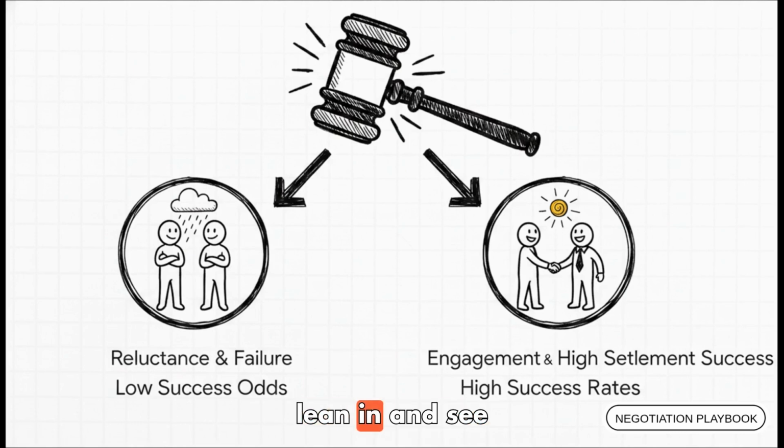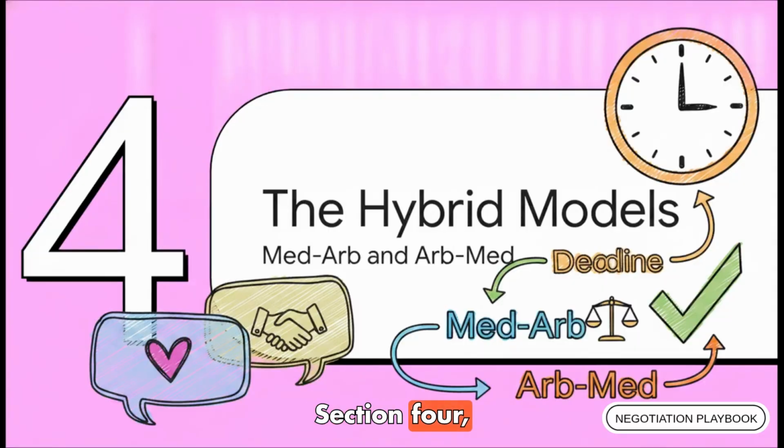But if they lean in and see the benefits, settlement rates just shoot right up. Section 4, the hybrid models. Let's explore Med-Arb and Arb-Med.